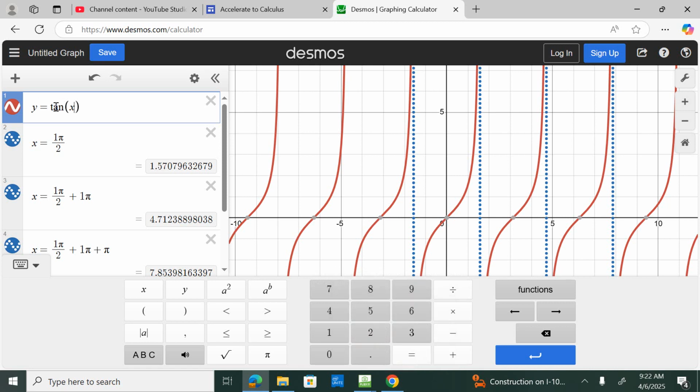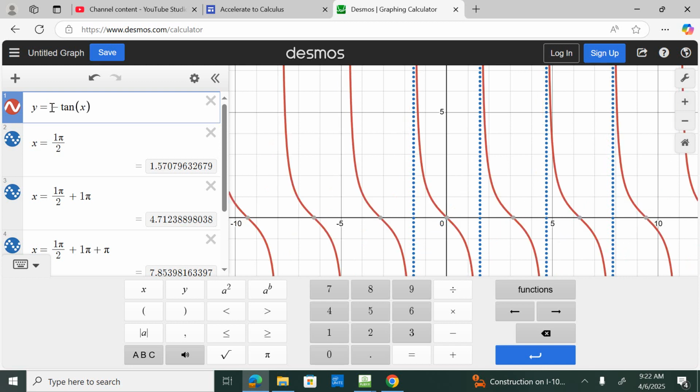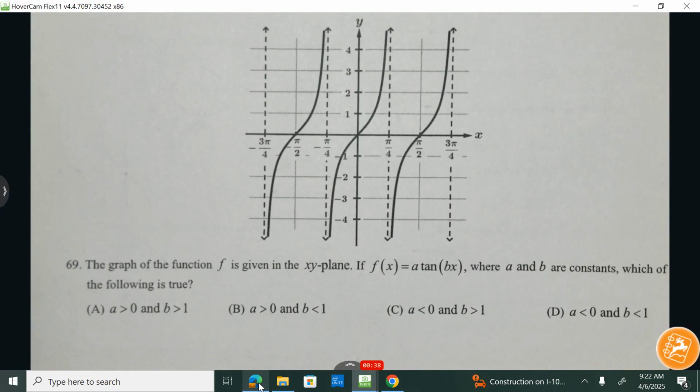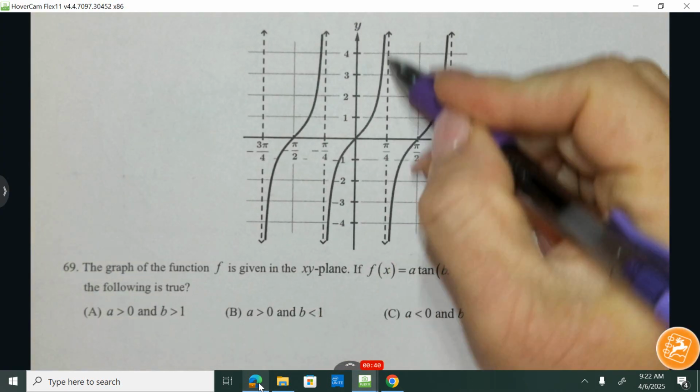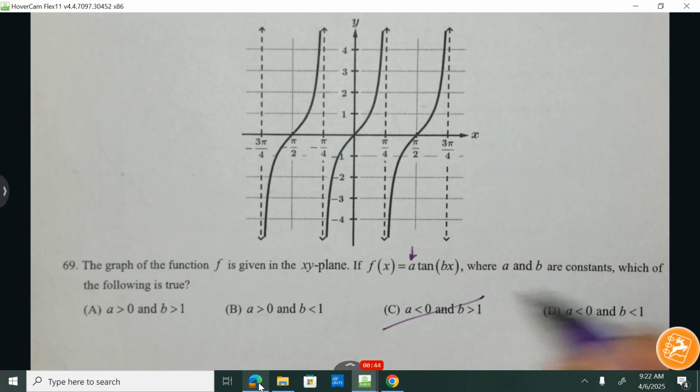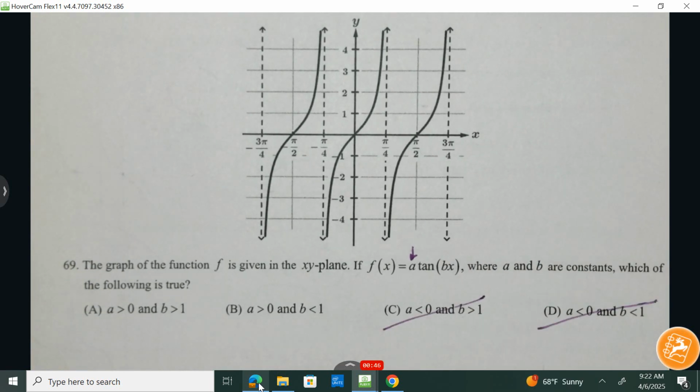Now watch really quickly. If I would change the value up front, right now it's a positive 1, but notice if I would change it to a negative 1, we can see how it flips, right? So I can see the same basic shape is occurring if I come back here. This same basic shape is occurring, so I know that this value in front is still going to be positive, which allows me to cancel out C and D.